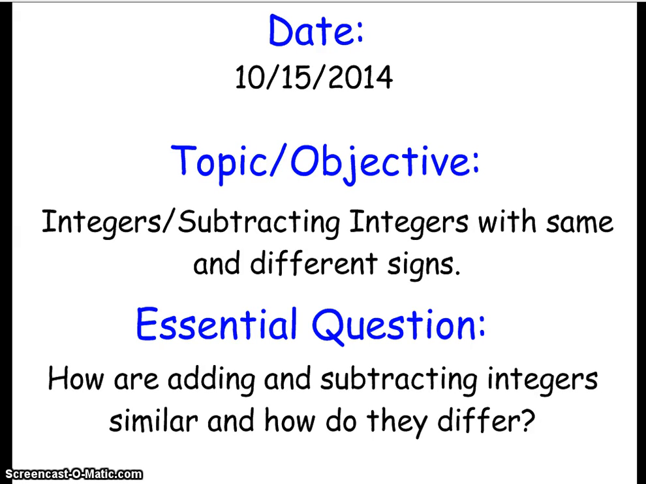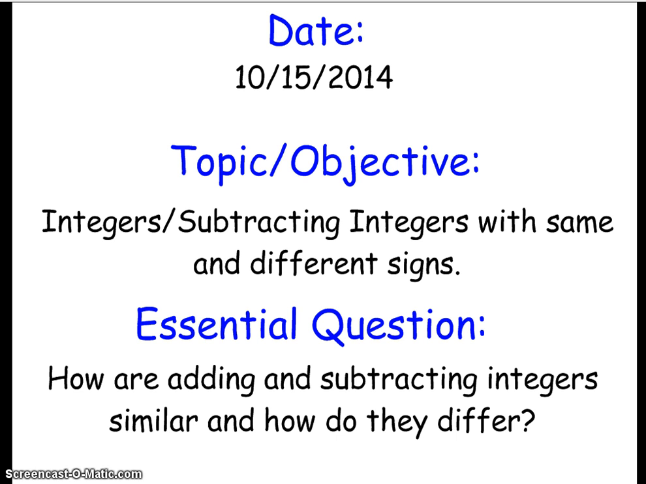So today is October 15th, 2014. The topic is still the same, integers. So since the topic is the same, you can continue your notes that we were taking yesterday about adding integers. Just add to the objective and the essential question.